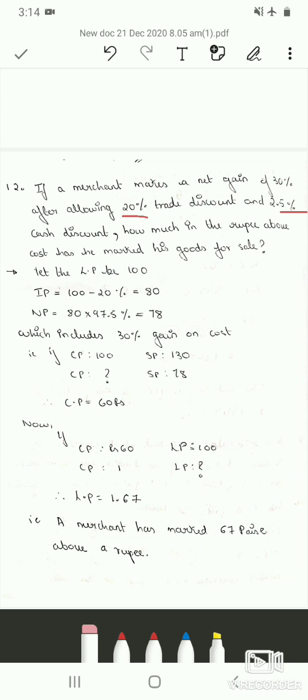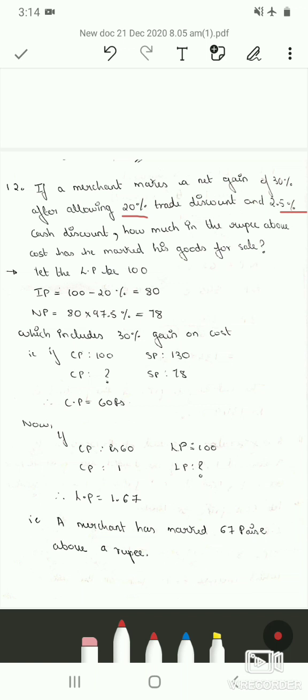So now in the question they have given that the merchant makes a net profit or net gain of 30%. So therefore if the cost price is 100 rupees, then the selling price would be 130 rupees because 30% is the profit. So what would be the cost price if the selling price or the net price is 78 rupees? So cross multiply, that is 100 into 78 divided by 130. We will get the cost price as 60 rupees.